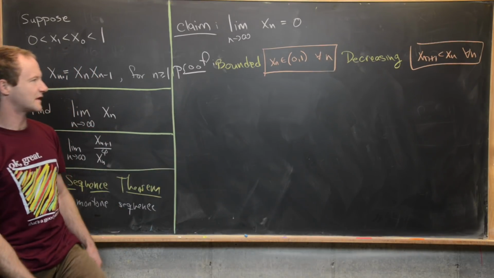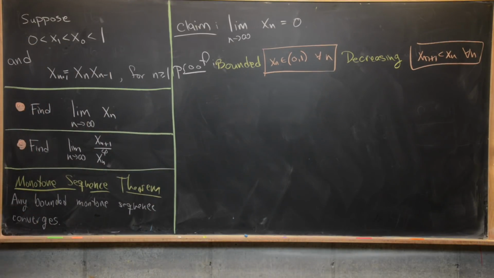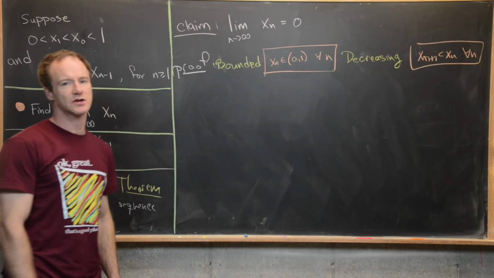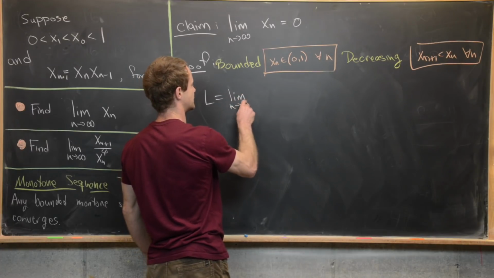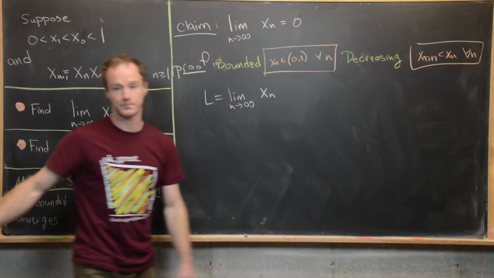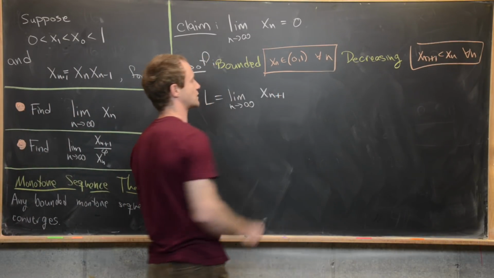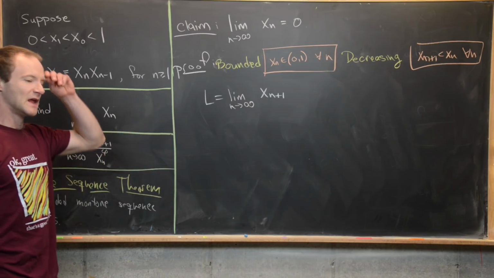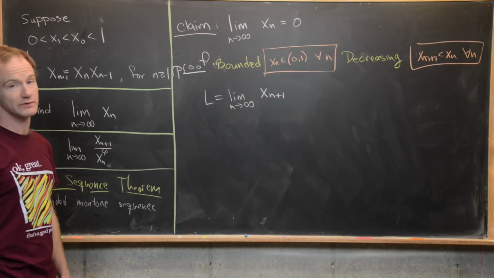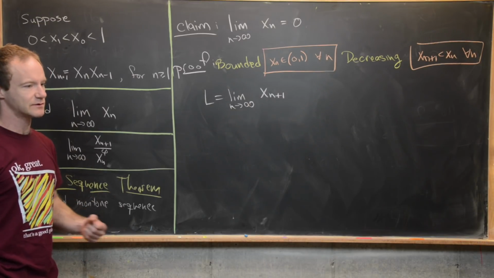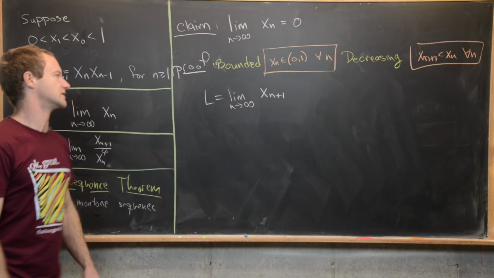Okay, so we just got done showing that this thing was bounded and decreasing. And so by the monotone sequence theorem, we know that it converges. Let's go ahead and call that limit L. So we'll say L is the limit as n goes to infinity of x sub n. But now what we can do is replace x sub n with x sub n plus 1, and we'll have the same limit. That's because the sequence x sub n plus 1 is really a subsequence of the original sequence, and we know that subsequences of convergent sequences converge to the same value, so that also converges to L.